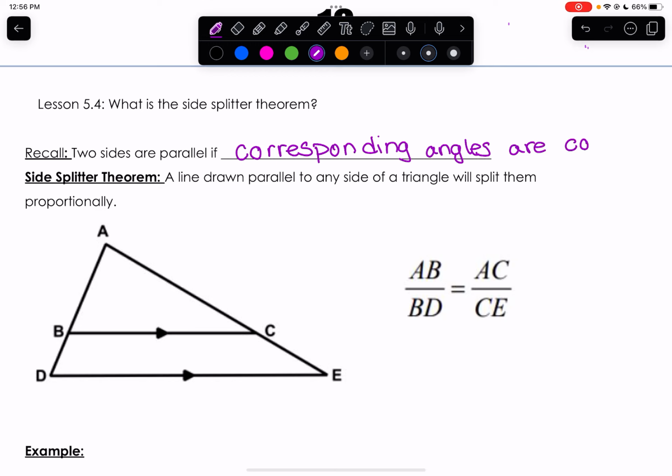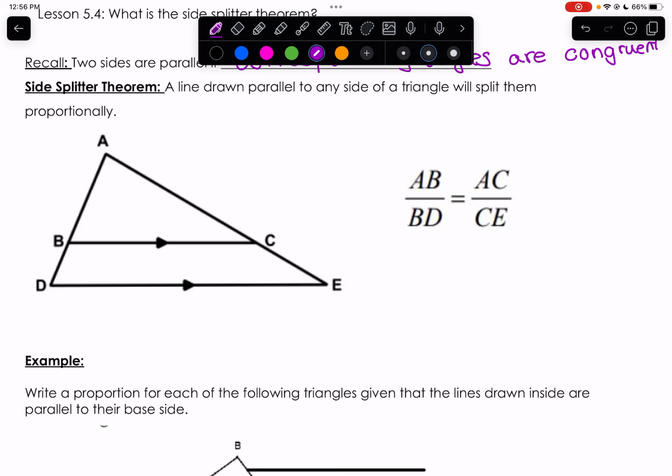Now the side splitter theorem tells us that when we have a line drawn parallel to any side of the triangle, the sides are going to be split proportionally. What that means is that here we see that BC is parallel to DE because of the arrows. We now know, because of this, that there is a ratio between the pieces of the lines that are formed by that split.